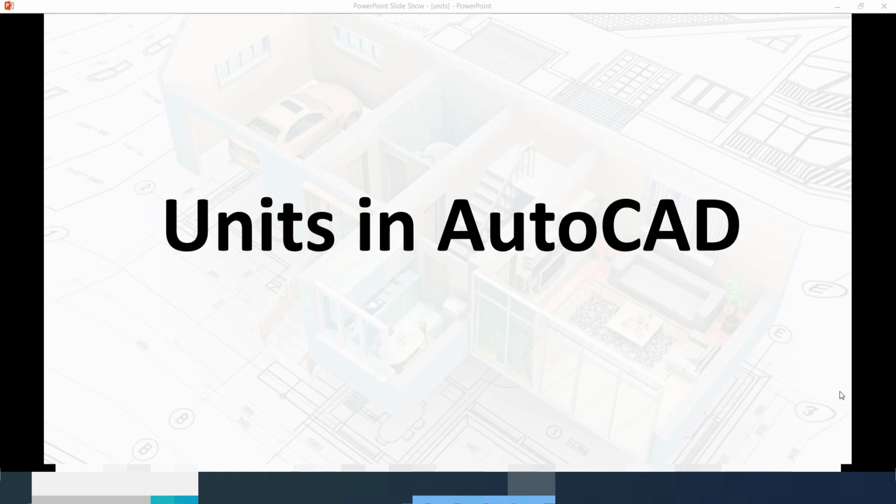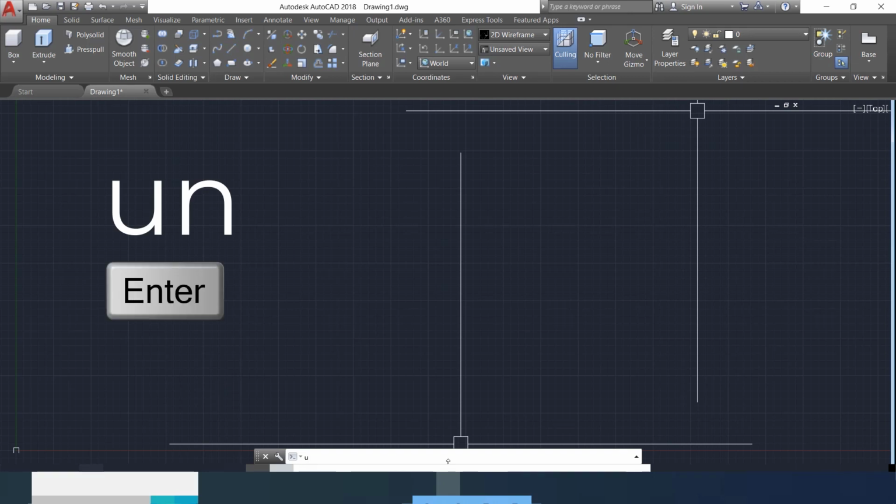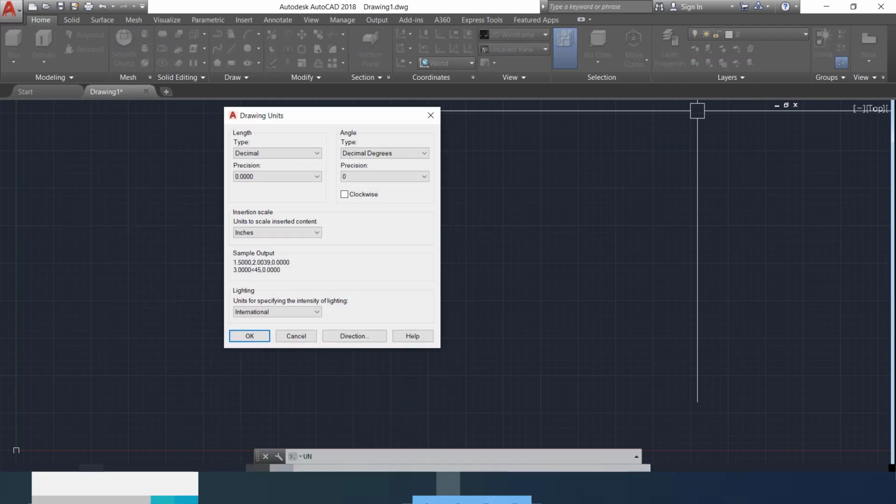In this video we will learn about units in AutoCAD. So I will open AutoCAD for a while and I will type here UN for units. What are units? Units are used to represent dimensions in AutoCAD, and they are categorized into length, angle, insertion scale and lighting. So we have 5 types of units. Let's discuss one by one.